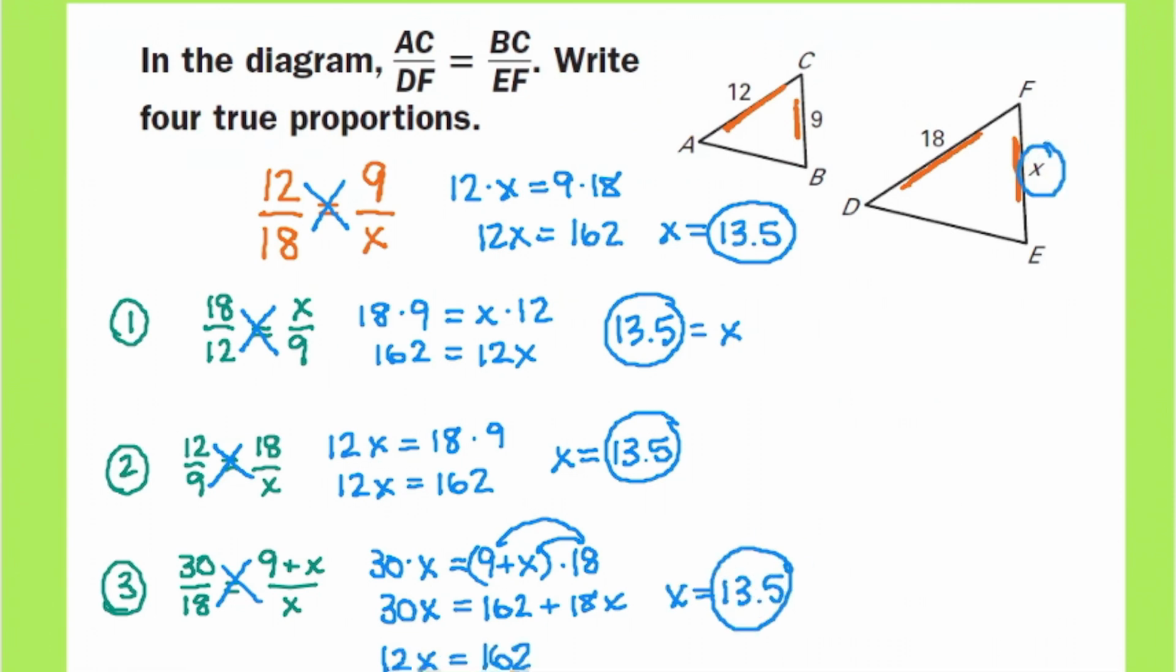Now I'm pretty sure that the length of EF must be 13.5. The point is, you can set up these proportions a lot of different ways and get the correct answer, as long as you're comparing like things to like things. For example, on proportion 2, I was comparing the 12 with the 9. And on the other side, I compared the 18 with the x in that order. So I'm comparing like things, which makes it a true proportion.